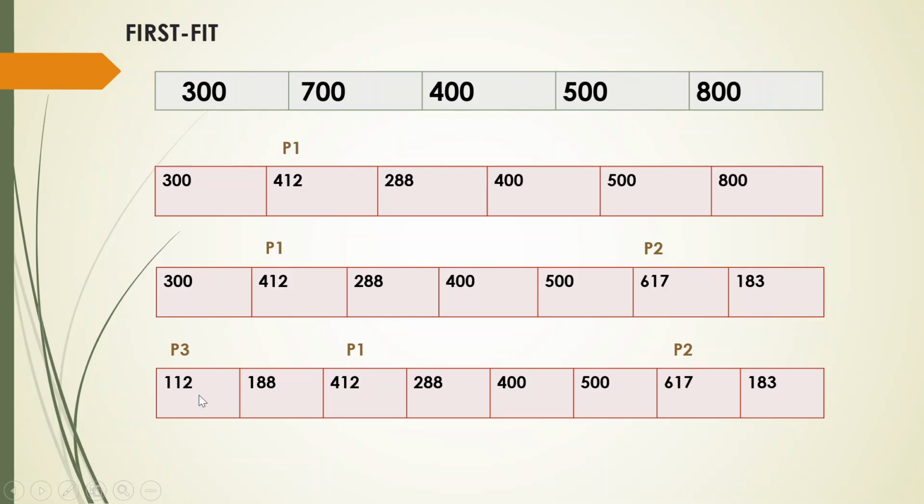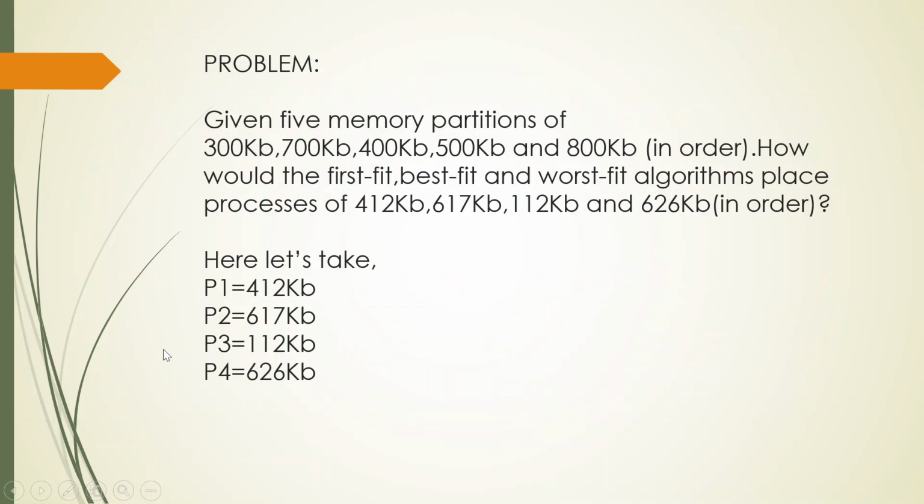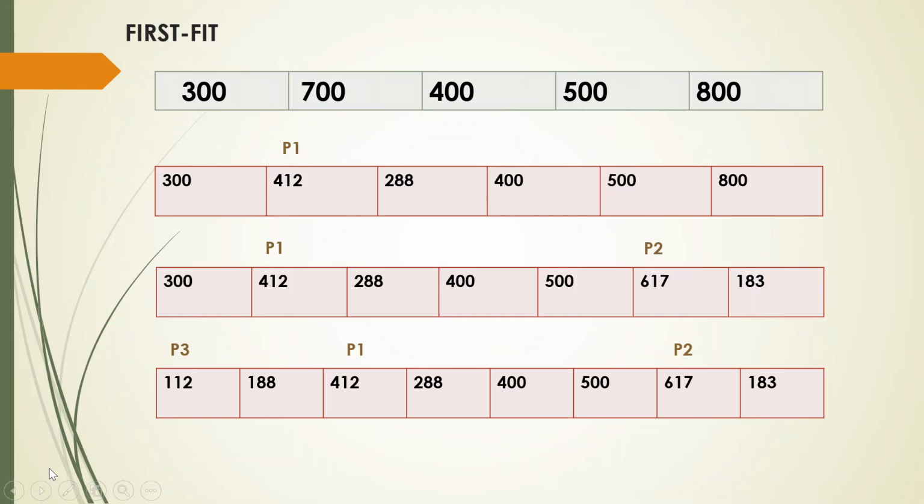So this will be the final diagrammatic representation of first fit, as we cannot place P4, that is 626, here, because 626 is larger than the values in these memory blocks. You can see that all the values are lesser than 626. So here we cannot place 626. So this will be the final diagram of first fit.